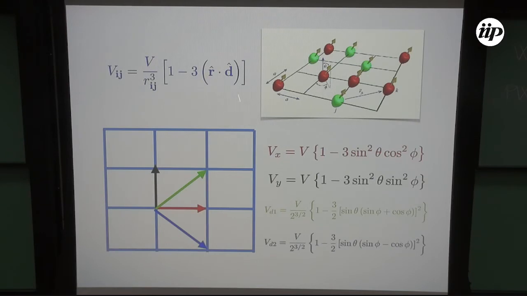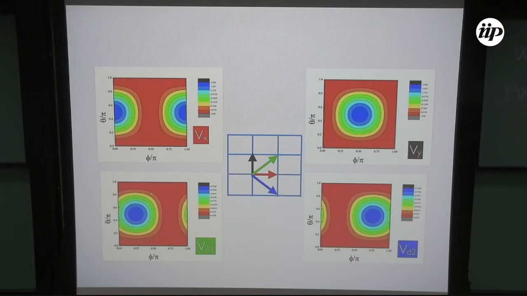So if we break up this interaction into terms along x, y, and diagonal 1, which is the up diagonal, and diagonal 2, the down diagonal, they look like that. We have made some plots of what it looks like. As we change phi and theta, it can change a lot. I'm not sure you can see, but red is positive and blue is negative, so it goes from positive to negative.